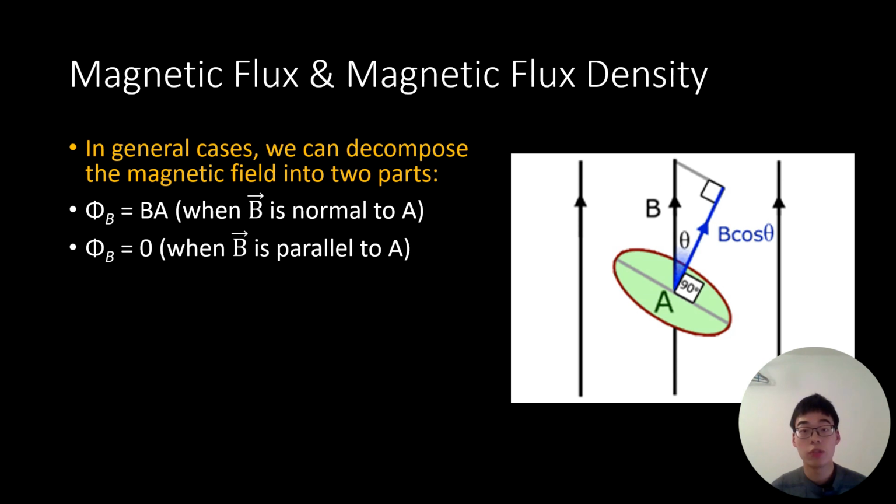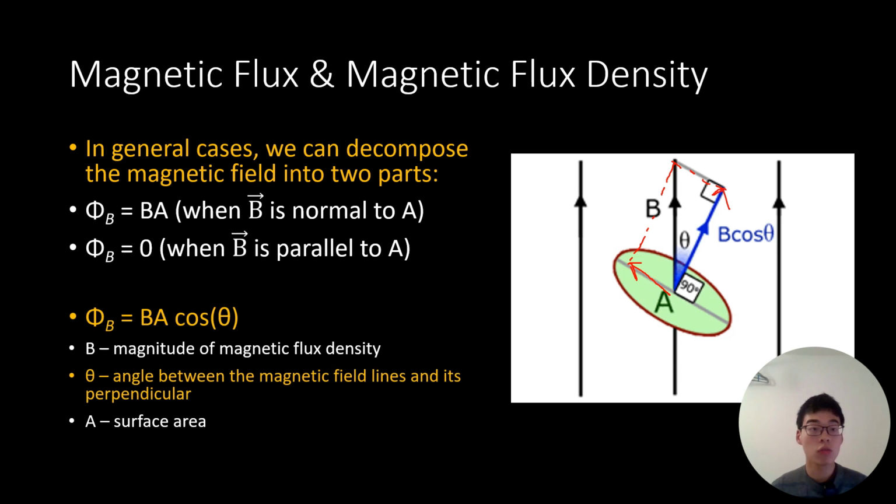So the B field, we can decompose it into two parts. Phi is equal to BA when B is normal to A. So B is a vector. We decompose a vector into two components: one perpendicular to the area A and one parallel to the area A. For the one perpendicular to the area A, phi B is equal to BA. And for the one parallel, it is 0.